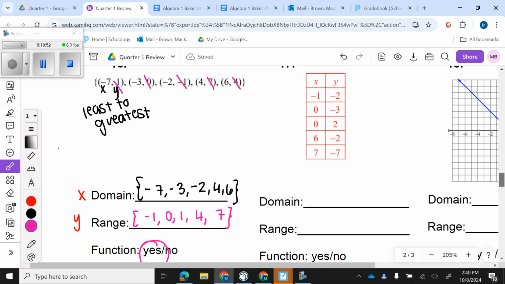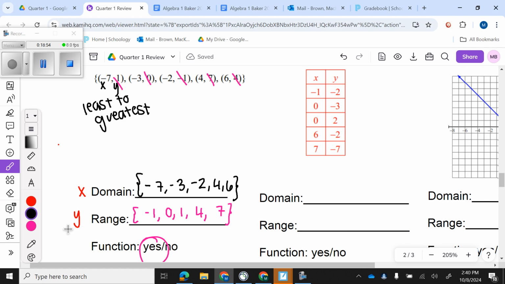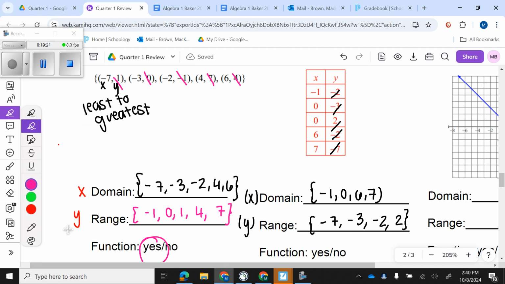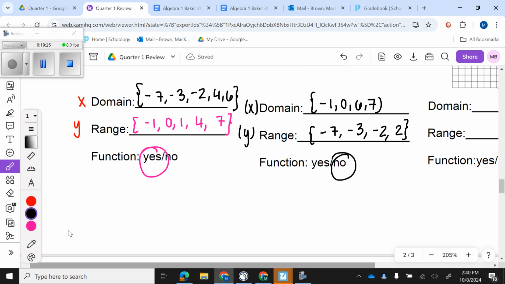All right, number 17, I got to write my domain and range. So your domain is x, your range is y. I'm going to list them from least to greatest. -1, 0, 6, 7. I don't have to list this twice. Your range is your y from least to greatest. So we're going to start with -7, -3, -2, and 2. Okay? The rule for a function is that x cannot repeat. Those zeros repeat, so this is not a function.